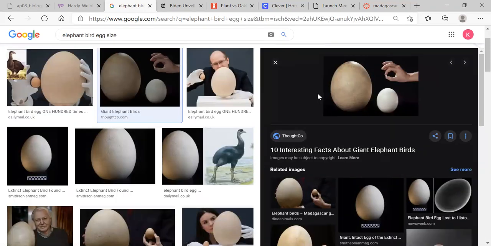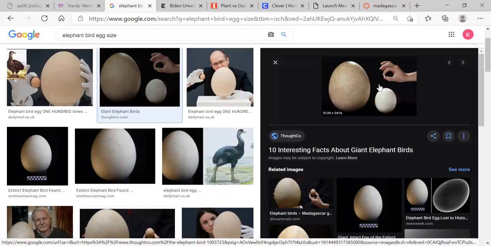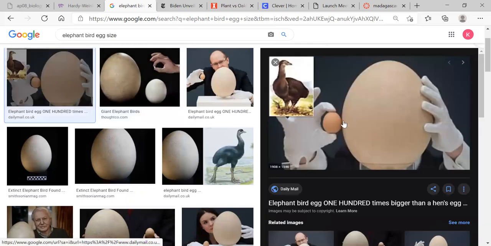Well, that white egg right there, that's an ostrich egg. This is the elephant bird egg. Massive. Just massive. I don't know what that little thing is. Maybe like a lizard egg. And then over here, you can see a chicken egg compared to an elephant bird egg.